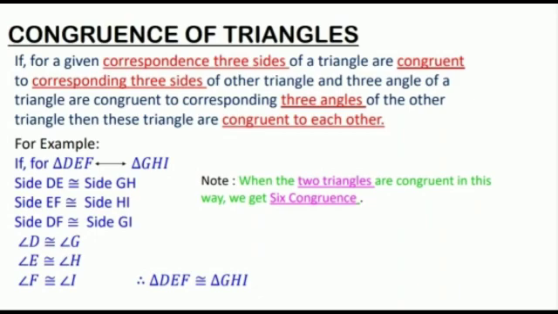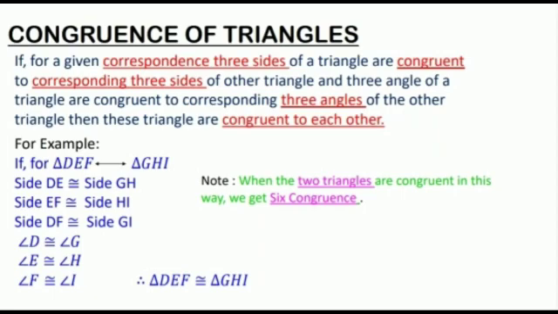Congruency of triangles. Now what do you mean by congruency of triangles? Children, when the correspondence of three sides and three angles of a triangle are congruent to corresponding three sides and three angles of the other triangle, then we can say that the triangles are congruent to each other. Now look at this example. If triangle DEF corresponds to triangle GHI, then side DE is congruent to side GH, side EF is congruent to side HI, side DF is congruent to side GI.